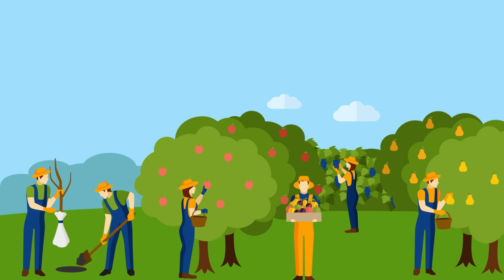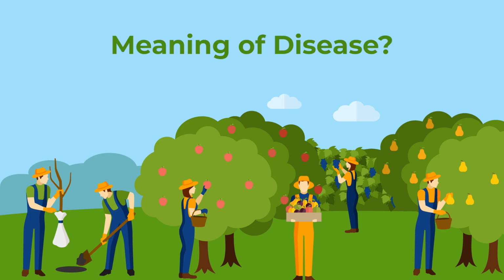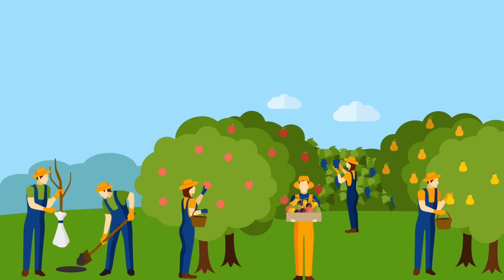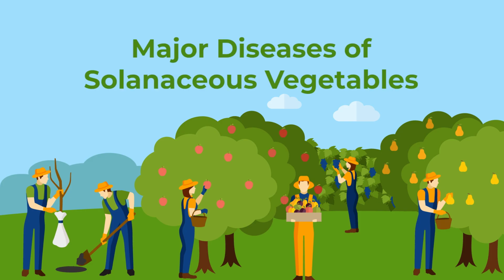So viewers, let us begin by understanding the meaning of disease. A successful interaction between virulent pathogen and susceptible host in favorable conditions is called disease. Diseases are caused by fungi, bacteria and viruses. Disease-causing organisms are called pathogens. Pathogens may be soil-borne, carried through seeds or dispersed through wind and water. Some viral diseases are transmitted by insect vectors. Now, let us understand in detail about the major diseases of solanaceous vegetables.